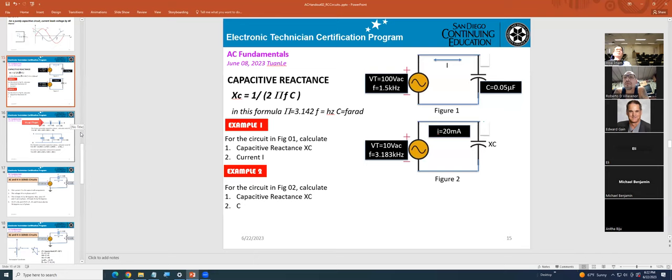Capacitive reactance: XC equals 1 over 2 pi FC. That's the formula to calculate the capacitive reactance. And they already tell you in this formula what pi equals, what F equals, and what C equals.